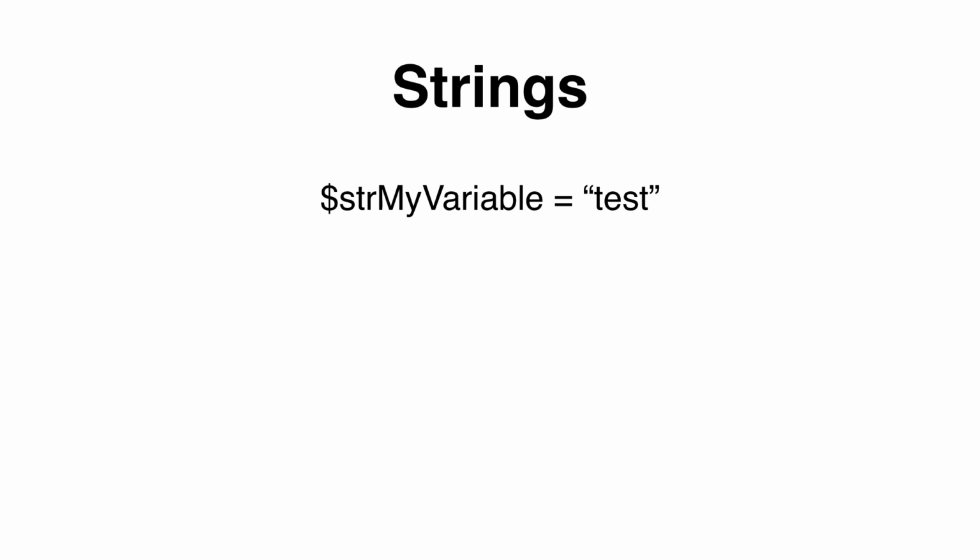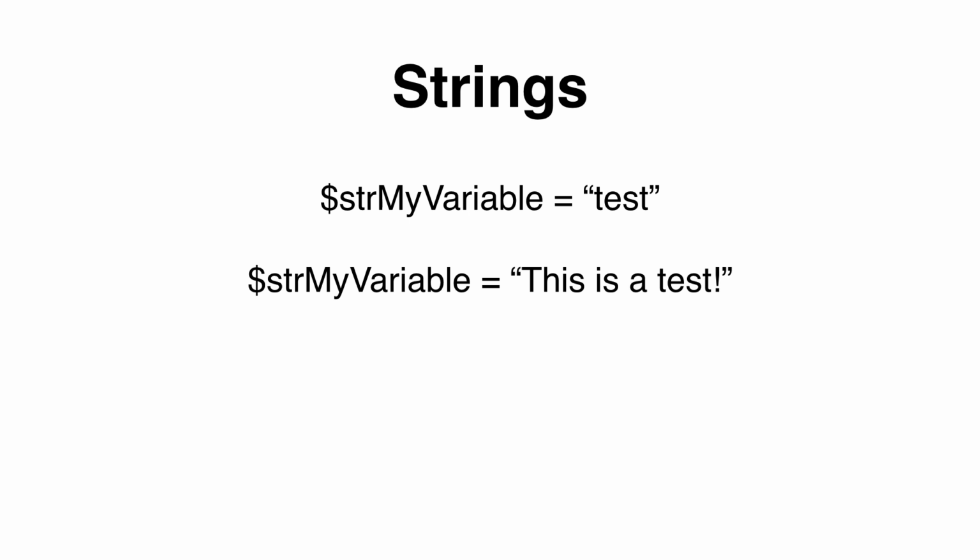Okay, let's talk about strings. Strings are just words that we're storing in the variable. Of course, we're specifying our name by using the $ character, using str that specifies it's a string, and then use uppercase and lowercase letters as the name. In this case, we're storing the name test into the variable called strMyVariable.